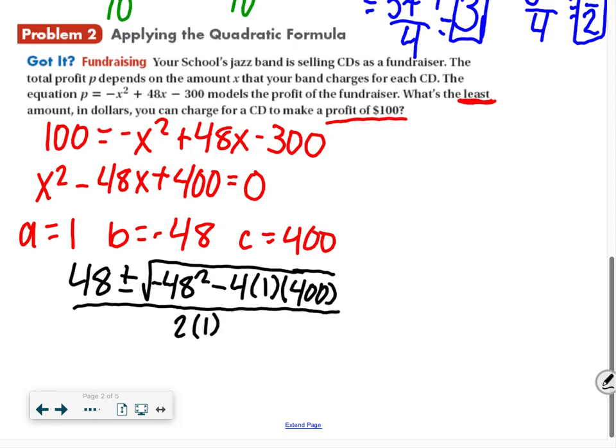See if you can figure out the square root part. You let your calculator get the best of you. You just have to calculate. You have to be able to make those calculations. This says negative 48 squared, which is a positive. Keep track of that.